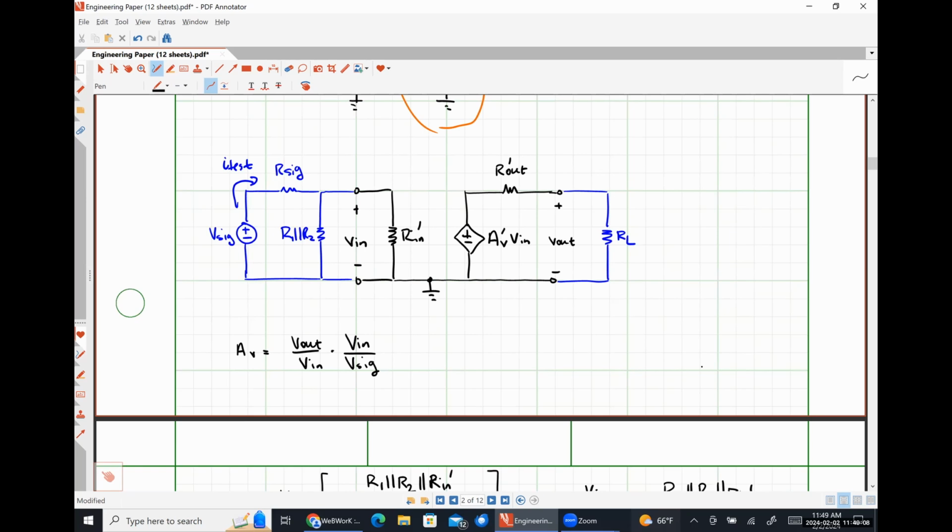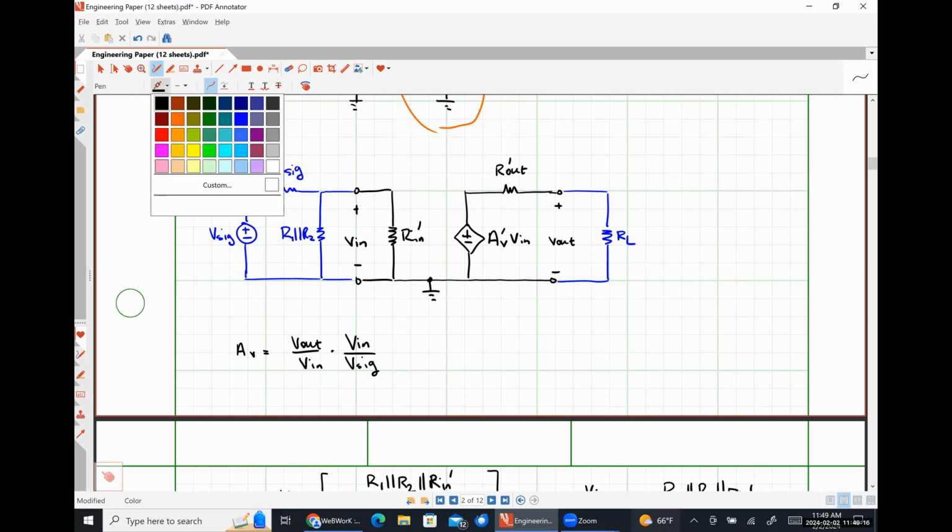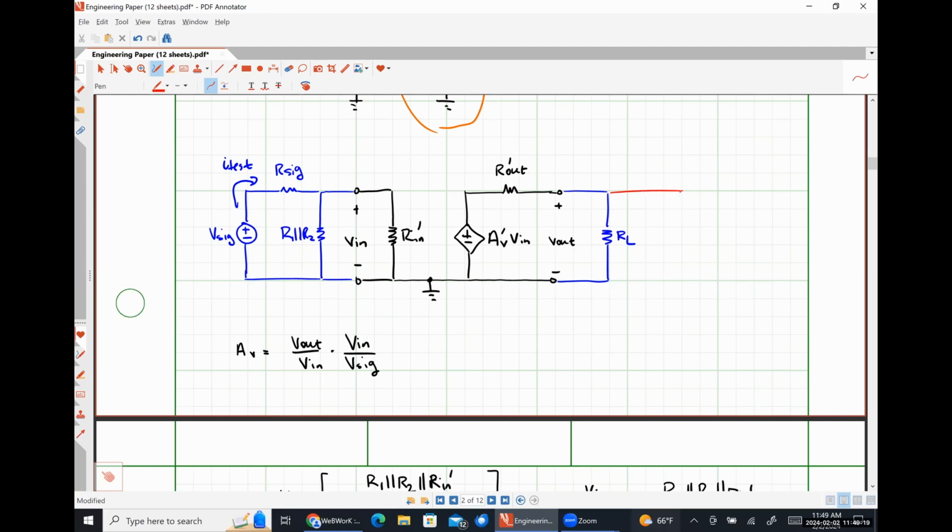What about our output resistance? So we're looking at our output resistance just for the sake of argument, although we don't particularly need it here. See why in a moment. I'm going to put my test voltage source out here. Here's my test current source. This guy would be shorted out.